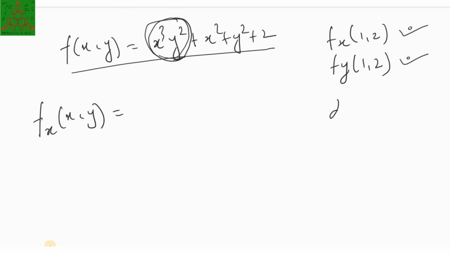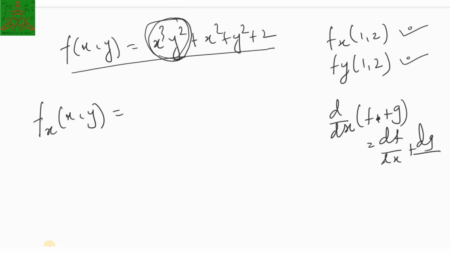First of all, you know that d by dx of f plus g will be the derivative of f plus the derivative of g. So using this, we can say the derivative of the whole quantity will give you the derivative of this plus the derivative of this plus the derivative of this plus the derivative of this.